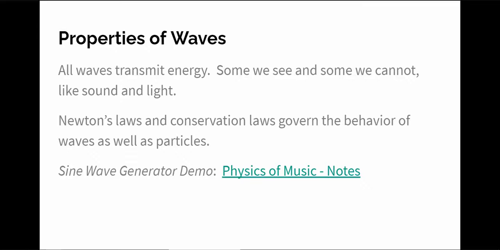Those are wave types. What's really nice is that we already know Newton's laws and the laws of conservation of energy and momentum. All of that still applies to waves. We don't have to relearn them. They're the same things that we learned last semester, assuming that you learned them. So they govern the behavior of waves as well as particles.